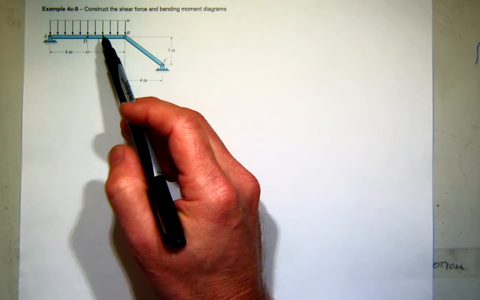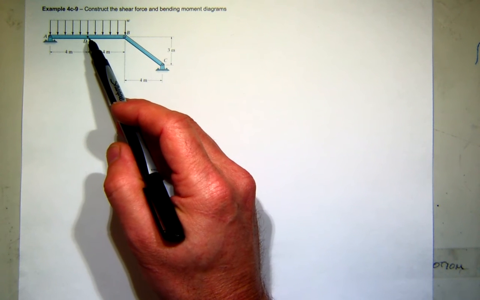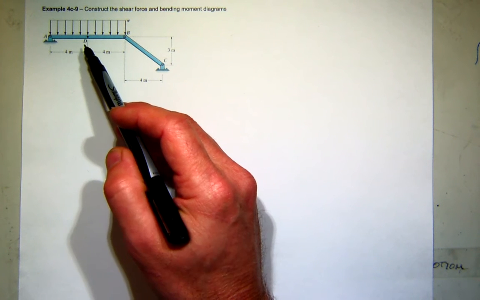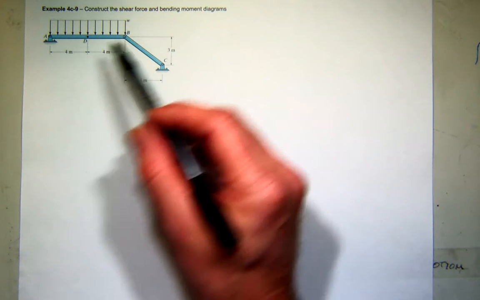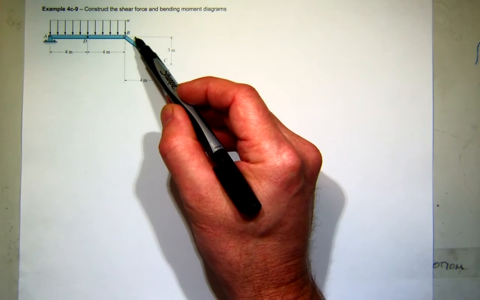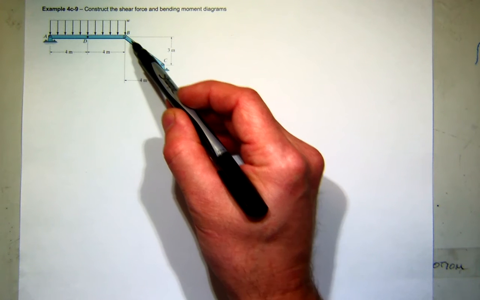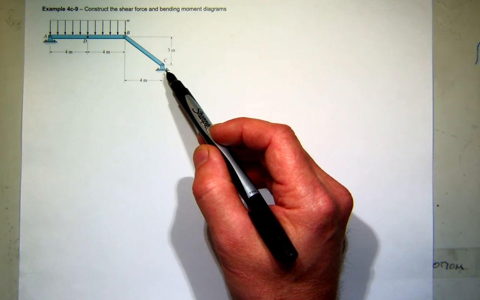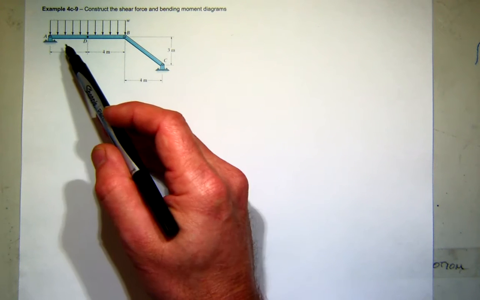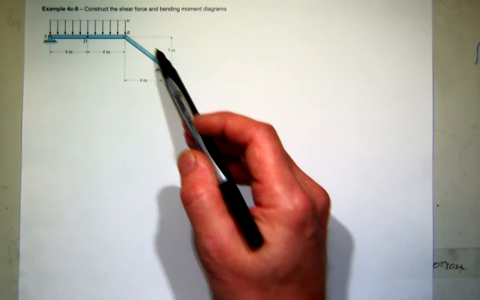This is a little odd. This is not a hinge. This is just a point indicating this is point B. We have a pin connector here at A, and it looks like there is an internal hinge here at B, and we have this element going down to another pin at C. And I want to draw the shear force and bending moment diagram for this whole thing.